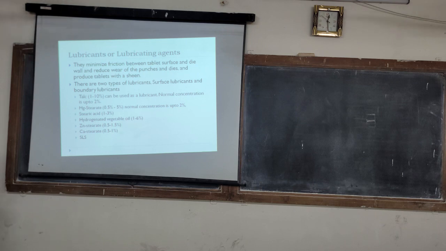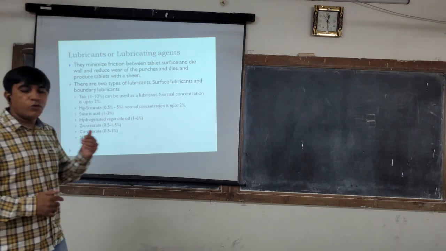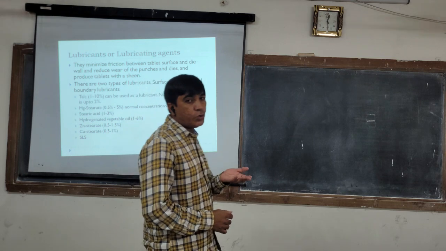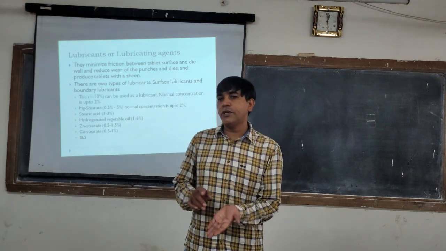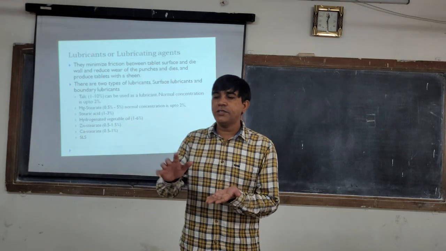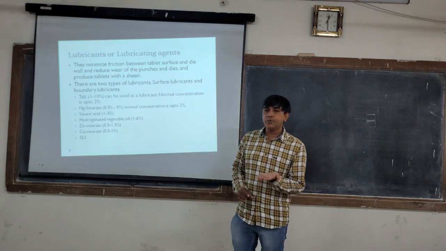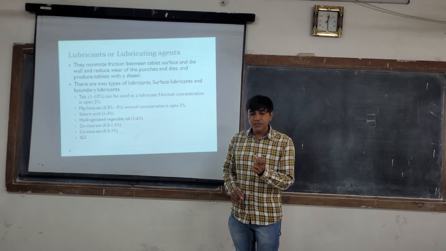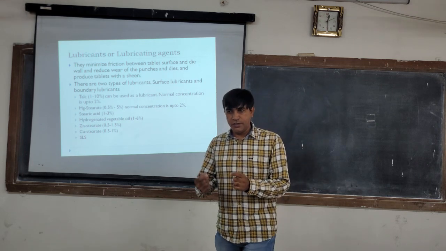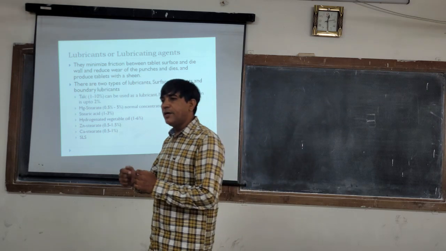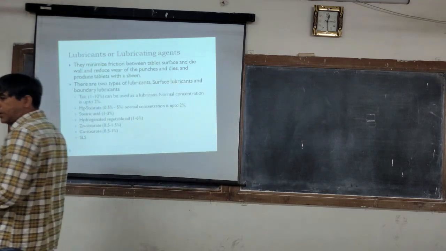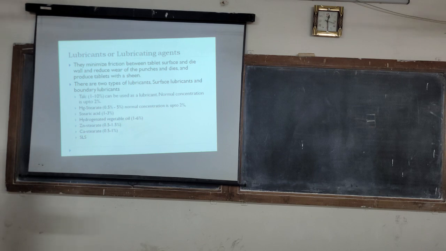Next is lubricants or lubricating agents. The function of lubricating agents is to decrease the friction between the tablet surface and the die cavity. If you are not properly lubricating your granules, then it will create problems while ejecting the tablet, and sometimes it may lead to broken edges of the tablet. So to avoid that, we need to incorporate lubricants. Commonly, we are using talc, magnesium stearate, stearic acid, hydrogenated vegetable oils, zinc stearate, and SLS as lubricants.